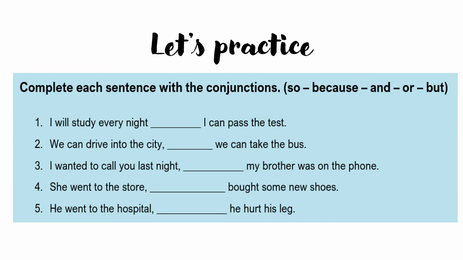Now let's practice. We have to complete the sentences with the correct conjunctions. I will study every night so I can pass the test. We can drive into the city or we can take the bus. I wanted to call you last night, but my brother was on the phone. She went to the store and bought some new shoes. He went to the hospital because he hurt his leg.